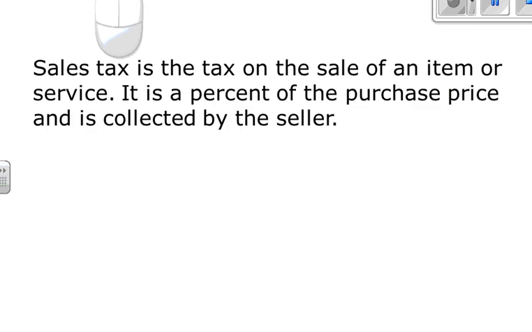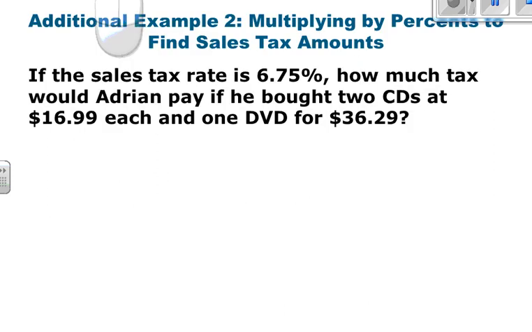Now, sales tax is a tax on an item or service. It is a percentage of the purchase price and is collected by the seller. Different things in different states have different taxes. So if the sales tax rate is 6.75%, how much tax would Adrienne pay if she bought 2 CDs at $16.99 each and 1 DVD for $36.29?